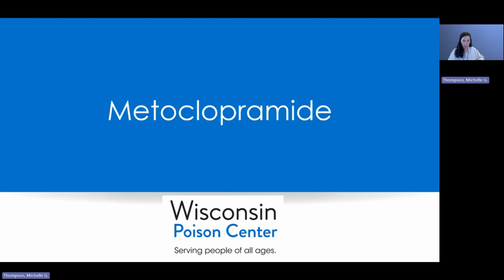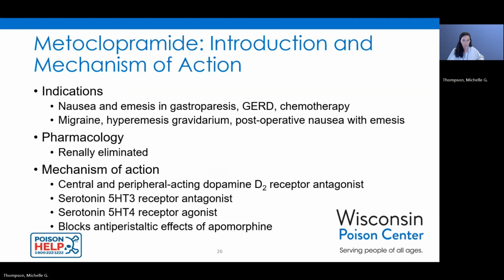Next, we'll move to metoclopramide. Metoclopramide has a number of indications, some of which are FDA approved and some of which are not. The FDA approved indications include nausea and emesis, gastroparesis, acid reflux, and nausea and vomiting related to chemotherapy. We also see metoclopramide used for the treatment of migraines, hyperemesis gravidarum, and postoperative nausea with emesis.